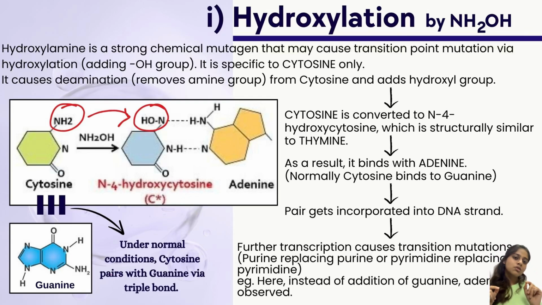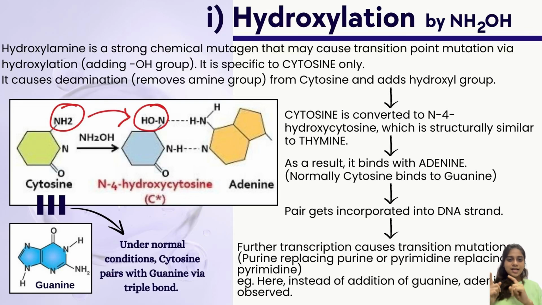So now when you treat cytosine with hydroxylamine or NH2OH, the NH2 group, amine group of cytosine is removed. So this process is called deamination. Deamination is basically removal of NH2 group from any structure, and hydroxylation is the addition of OH or hydroxyl group to any structure. Now this agent NH2OH causes deamination and hydroxylation simultaneously or one after the other.